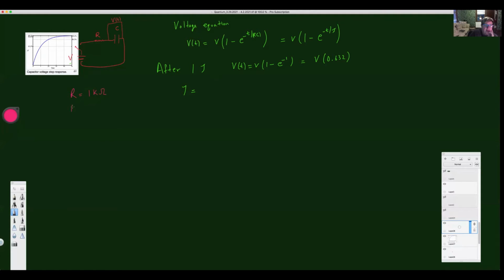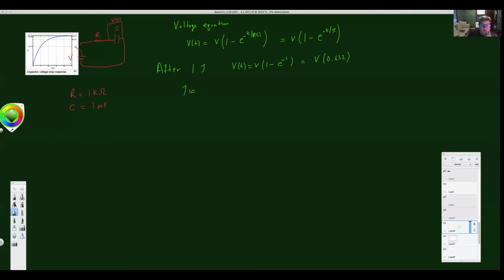And the capacitance, C. Oh, that's so bad, I have to redo it. And it's kind of pink, not red. All right. So C is equal to 1 microfarad. Okay. All right. So tau is R times C.